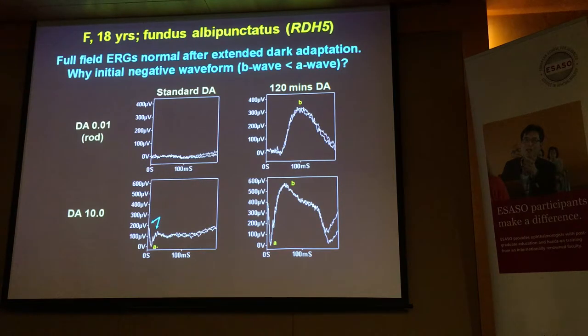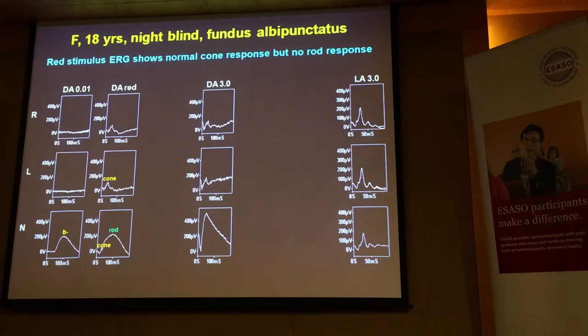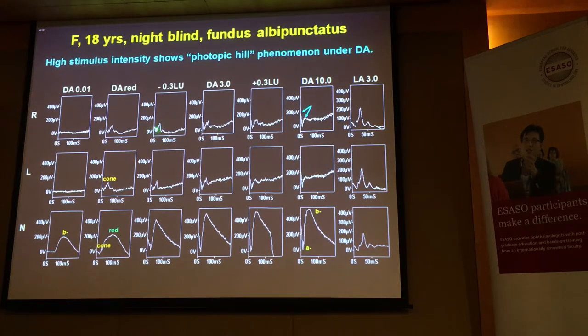So let's have a look at this in a bit more detail. So here's our dim flash. After 20 minutes dark adaptation, standard dark adaptation, there's no rhodopsin, so this is undetectable. Our red flash tells us we've got a cone-isolated retina with no rod function. So then, as we increase stimulus strength, we get the normal changes anticipated in light-adapted cones, but under dark adaptation because there's no rod function there.